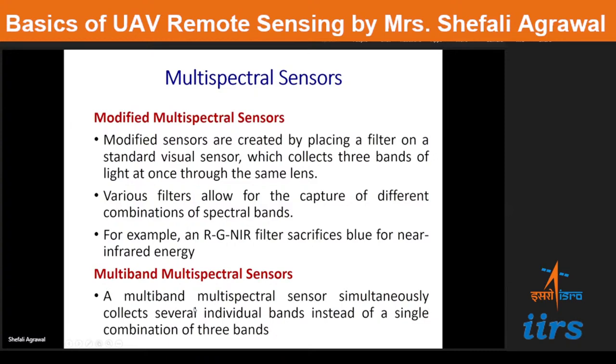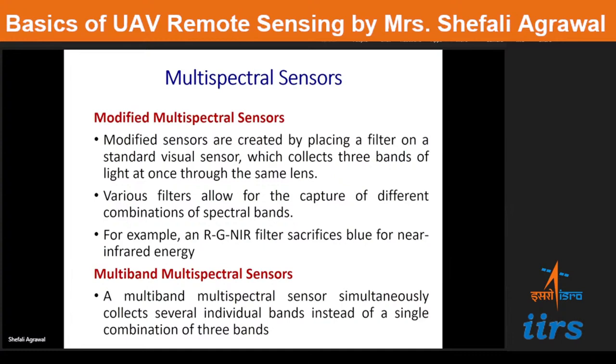For the multispectral, there are two ways of getting multispectral sensors. One is a modified multispectral sensor. A modified sensor doesn't give you multiple bands instantly, 5 bands, 4 bands. It's a 3-band camera and you apply a filter. So various filters are there. So at a time you get 3-band data. So if you are looking for red, green and near infrared, you apply a filter.